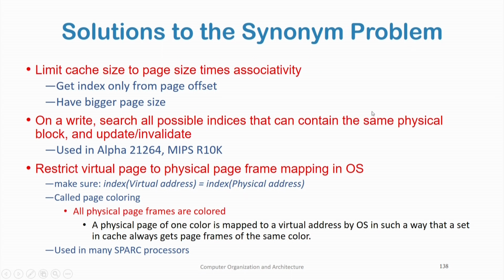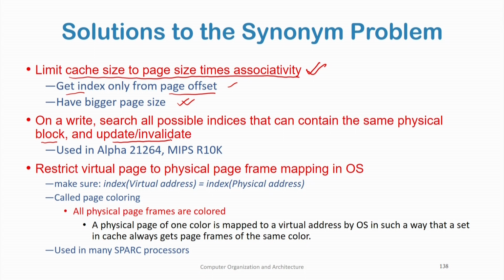Now, how do people try to solve this problem of synonyms? The first way, as we told, is that you limit cache size to page size times associativity. We already discussed this. So, how do you do that? Then you get the index only from the page offset part, have a bigger page size or small caches. What is the second solution approach? On a write, search all possible indices that can contain the same physical block and update or invalidate.